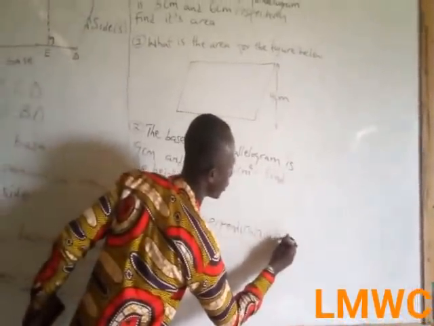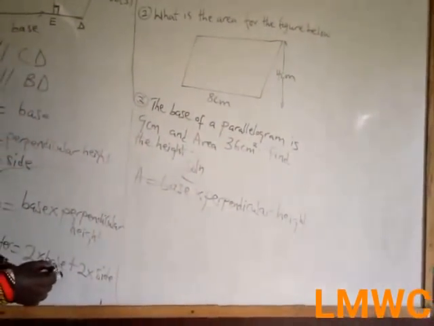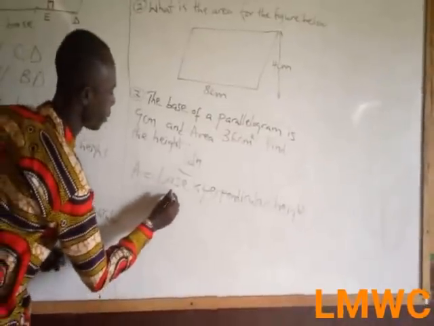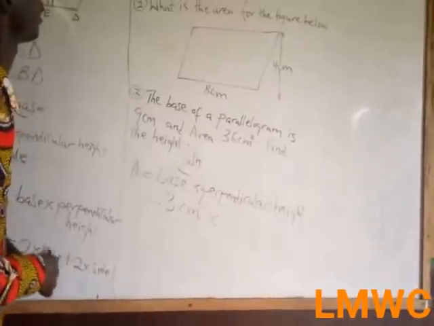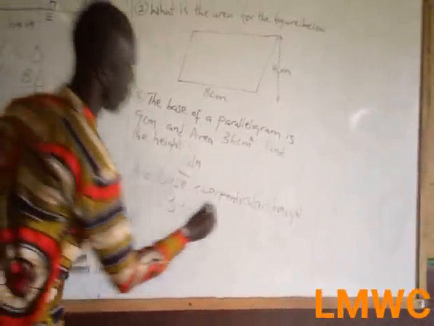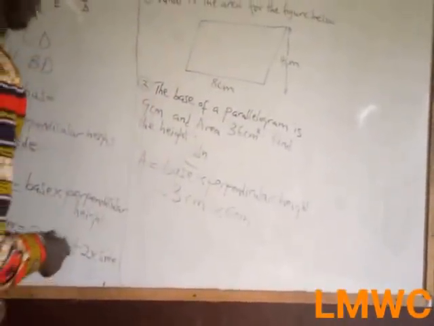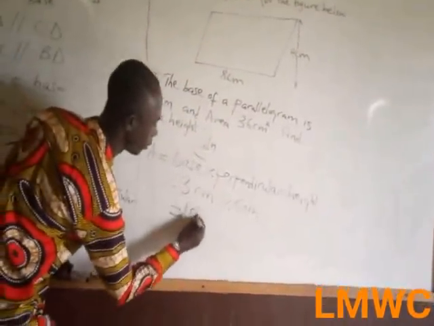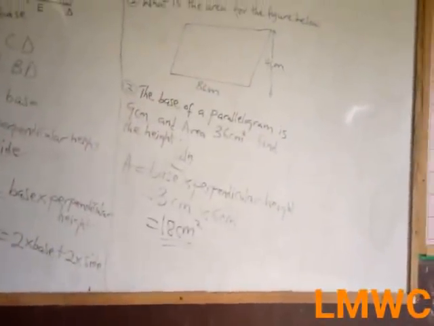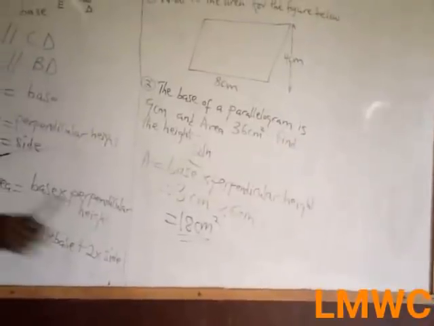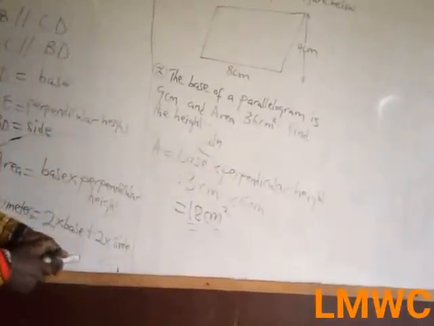Perpendicular parts. So the base, what is the base? We have base as 3 centimeters. So 3 centimeters times height. Our height, we are having 6 centimeters. So 6 times 3 centimeters, we have 18 centimeters squared. That's our area, based on the perpendicular height. And always we know the area as centimeter square, the units.